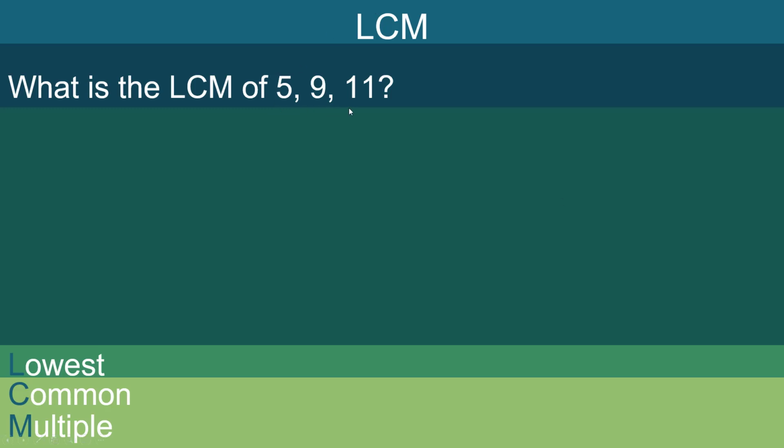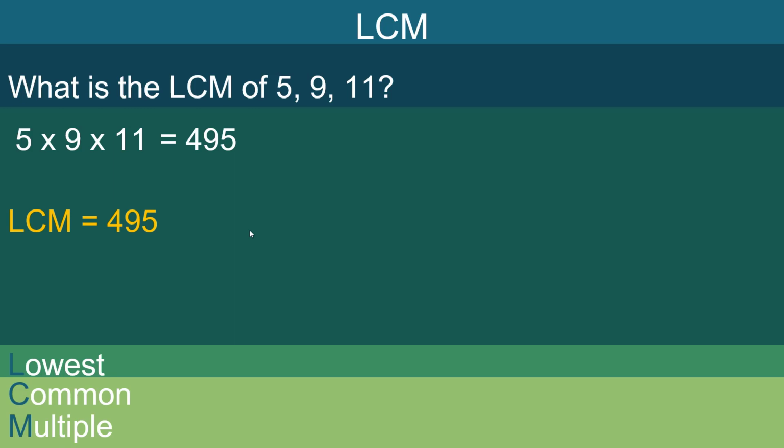When you get numbers like this, where there are prime numbers and no common factors between them, then the LCM will be the product of all three numbers. If you look at 5, it is a prime number. Prime factors of 9 are 3 and 3. And 11 is also a prime number. 5 times 9 is 45, and 45 times 11 is 495.